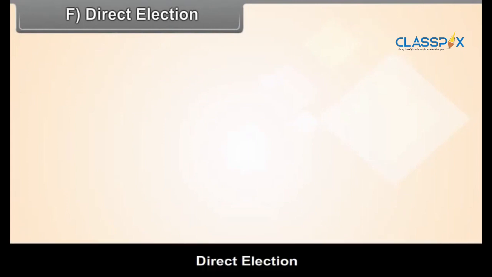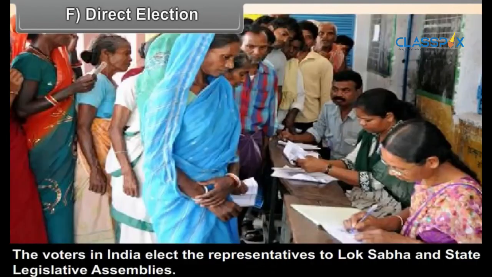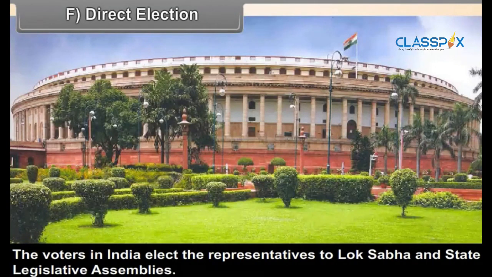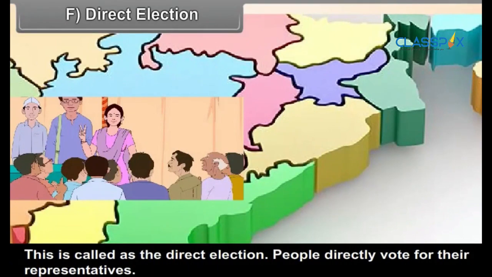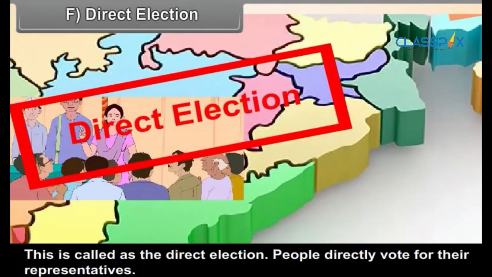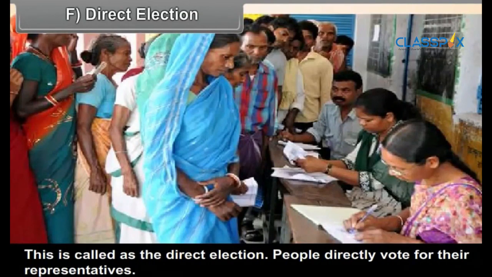F. Direct election. The voters in India elect the representatives to Lok Sabha and state legislative assemblies. This is called as direct election. People directly vote for their representatives.